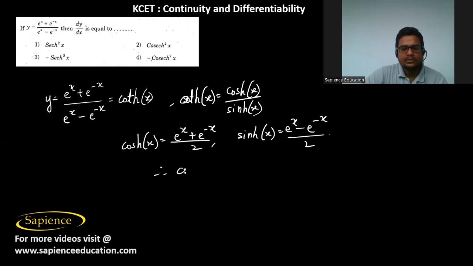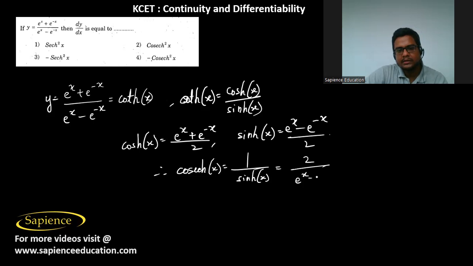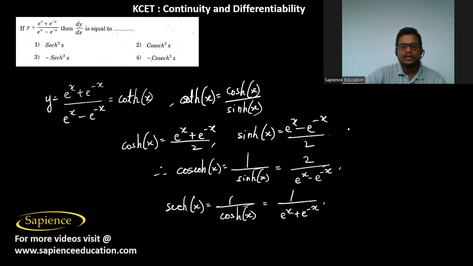So therefore, cosec hyperbolic x is equal to 1 by sine hyperbolic x, which is 2 by e power x minus e power minus x. Similarly, sec hyperbolic x is equal to 1 by cos hyperbolic x, which is 2 by e power x plus e power minus x. Similarly, tan hyperbolic x is the reciprocal of cot hyperbolic x, which is e power x minus e power minus x divided by e power x plus e power minus x.